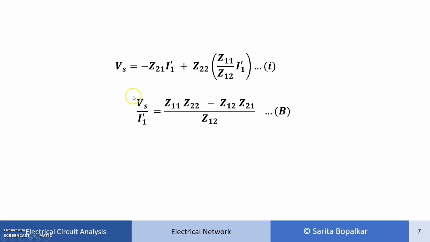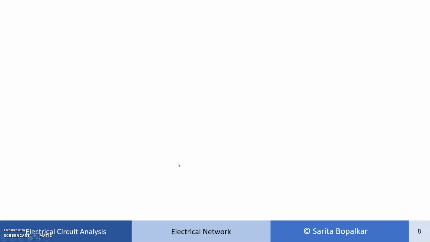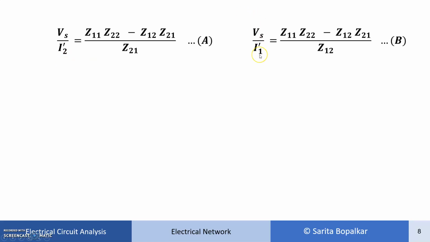So in both cases, we have taken the ratio of excitation and response. Only the change is that in the first case, excitation is applied at the input port and response is measured at the output port. That's why the ratio is Vs upon I2 dash. And in the second case, we have applied excitation at the output port and measured the response at the input port. That's why the ratio is Vs upon I1 dash.